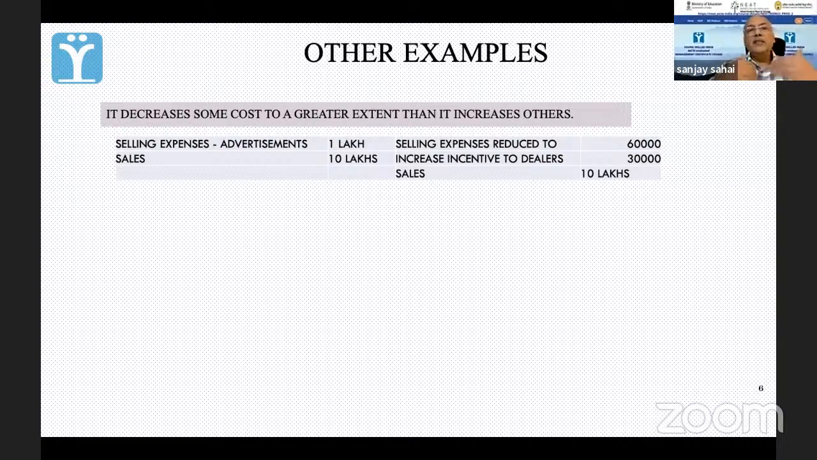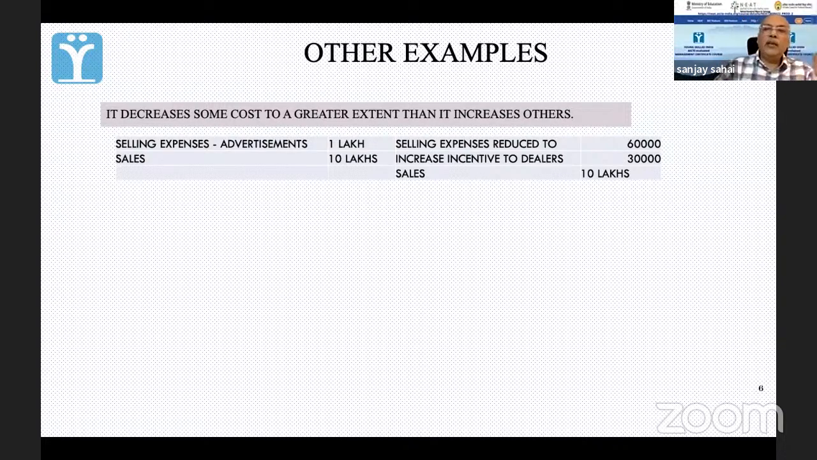Now, when it reduces this by 60,000, obviously, the visibility of the company is going to go down to some extent. So how does it compensate? It decides to compensate by telling its dealers to push its product. And in return for that, they say that we'll give you an extra incentive, and they calculate that that extra incentive is going to be 30,000.